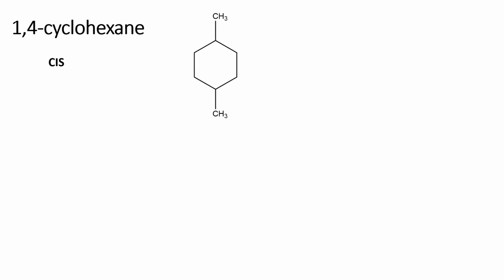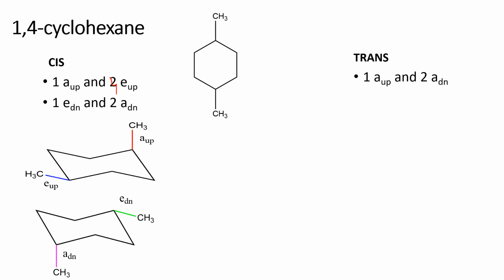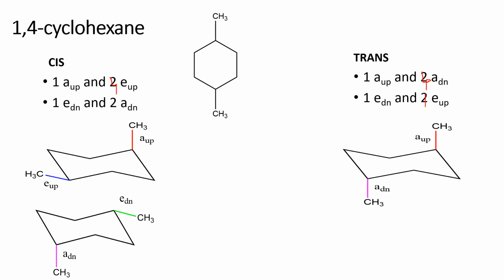Next is 1,4 cyclohexane. This is the structure, cis form. You can see this is position 4. This is axial up and equatorial up, and again equatorial down and axial down. The trans form is axial up and axial down, so up and down. This is also equatorial up and equatorial down. These are the cis and trans forms for a cyclohexane ring which has 2 functional groups.